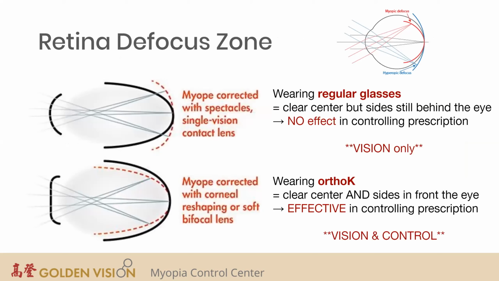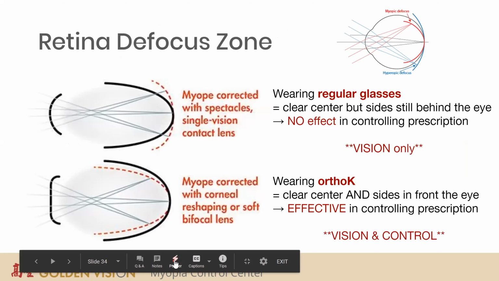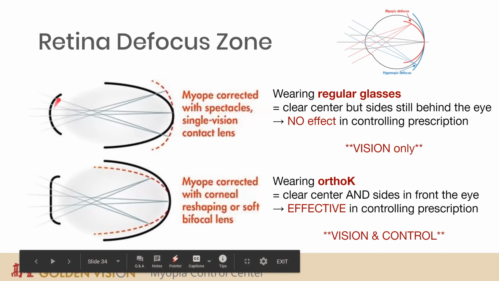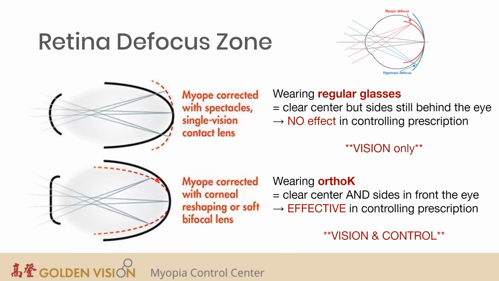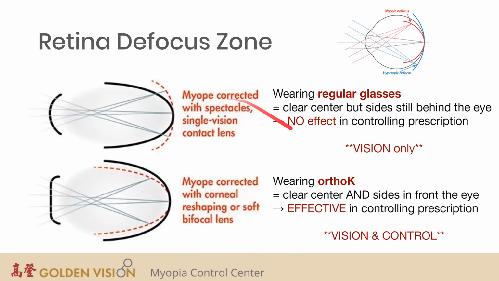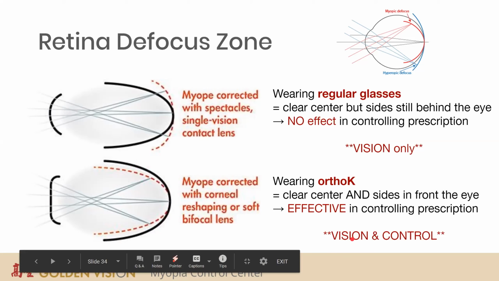The concept of how Ortho-K lenses work to slow down myopia is that we change the front part of the eye, the cornea's shape, and it casts a certain image in the back of your eyes. The image actually prevents the prescription from going up. When you wear a regular pair of glasses, they only correct the vision. You see clear, but when you wear an Ortho-K lens, you see clear, but you can also control the prescription from going up.